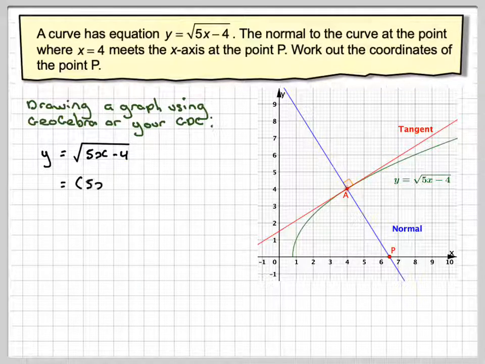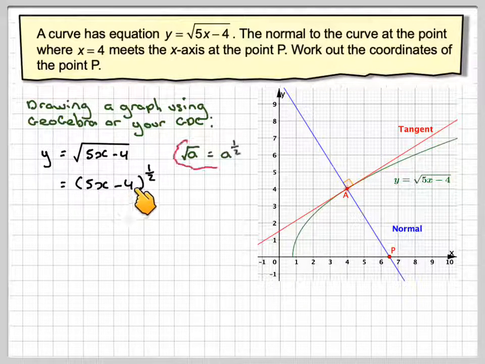Using y is equal to the square root of 5x minus 4, before differentiating we'll need to write it as (5x minus 4) to the half, knowing that the square root of a is equal to a to the half. So knowing your rules of indices is important.